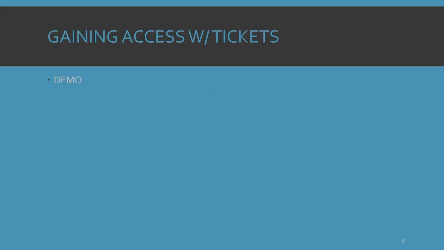What we're going to do is we're going to gain access to a network with tickets. So what we're going to do is use Rubeus to acquire tickets using an assumed collected password and target user. And then we're going to use those tickets in some interesting ways here in a minute. So let's go ahead and hop over to the demo and take a look.